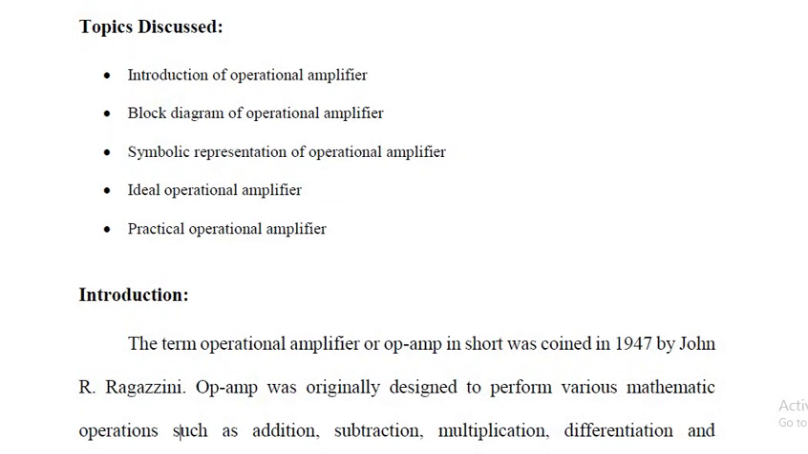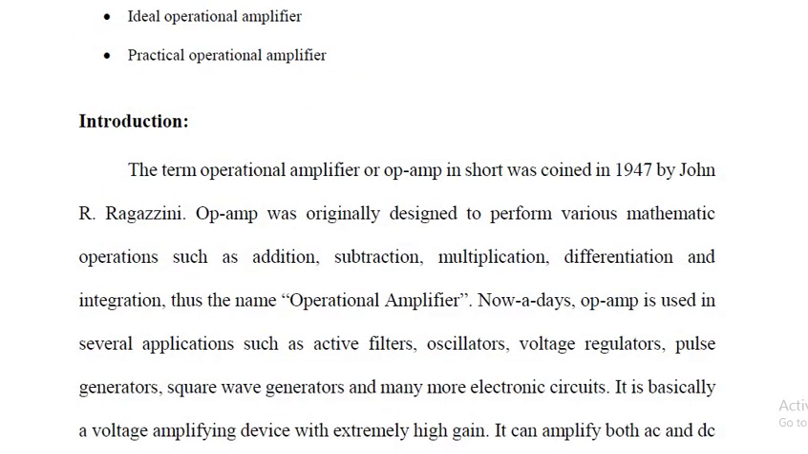Introduction. The term operational amplifier, or OpAmp in short, was coined in the year 1947 by John R. Ragazzini. This OpAmp was originally designed to perform various mathematical operations such as addition, subtraction, multiplication, differentiation, and integration. Hence the name operational amplifier. Since it performs various mathematical operations, we call it operational amplifier.